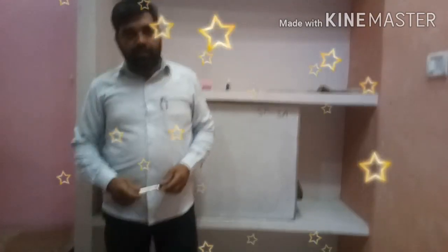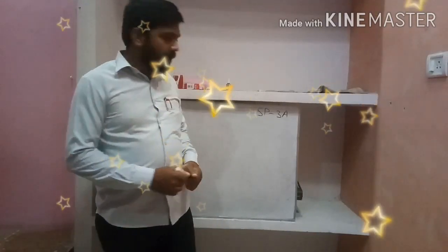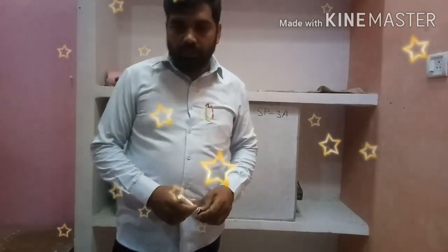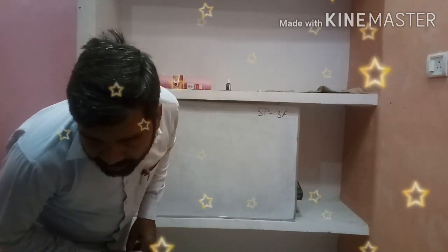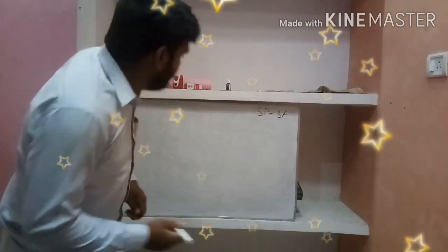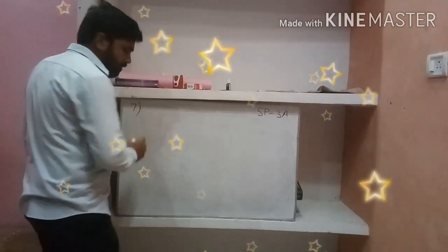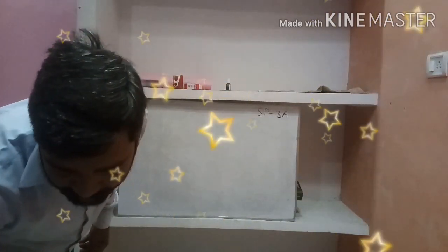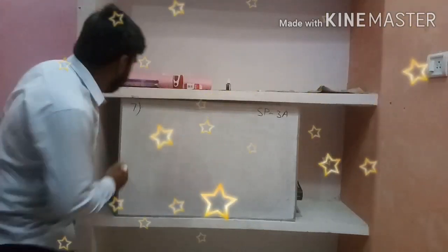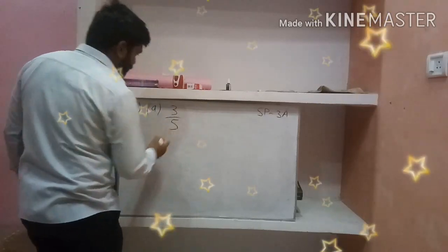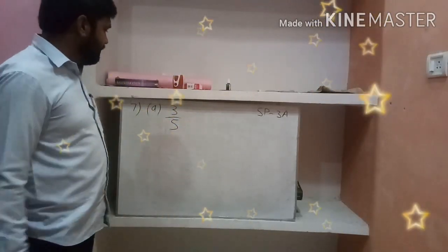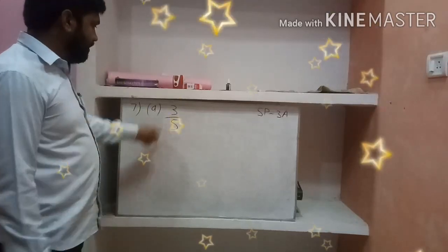Hello students. Today we will continue the questions of self practice 3A. Now see question number 7. Write 4 rational numbers equivalent to each of the following rational numbers. Question 7A is 3 by 5. We have to write 4 equivalent rational numbers for 3 by 5.